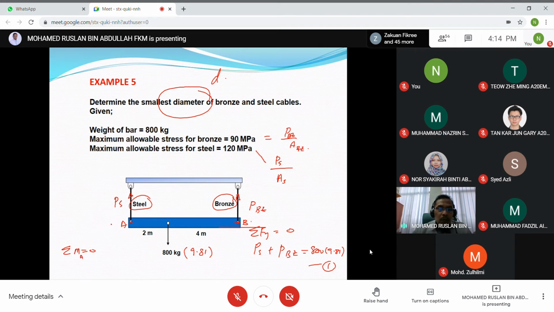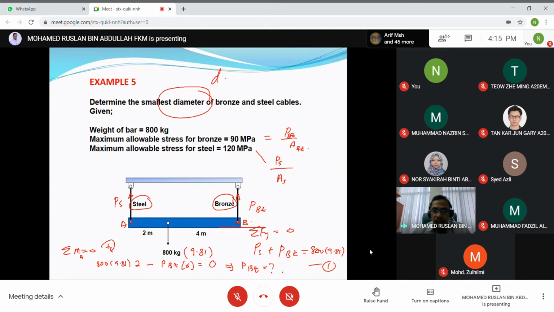Okay, and then you define the positive moment to this direction. For example, we have 800 kilogram, and the distance equal to 2, minus PBZ, and the distance equal to 6, equal to 0. So from this, you can determine what is the PBZ.